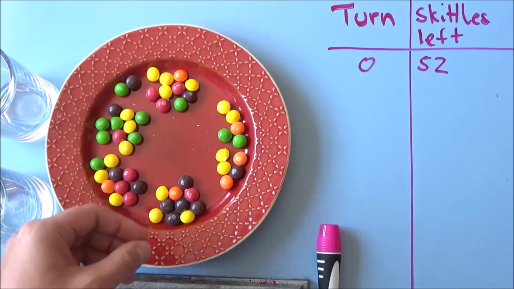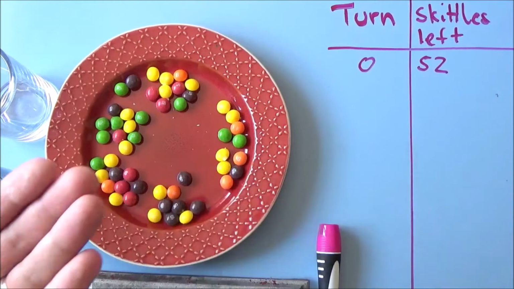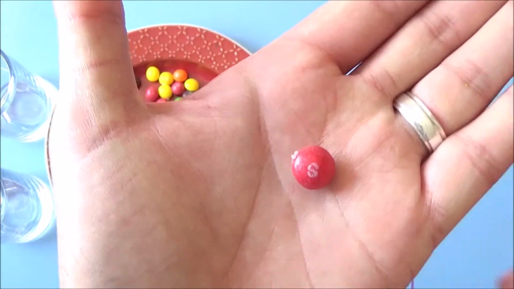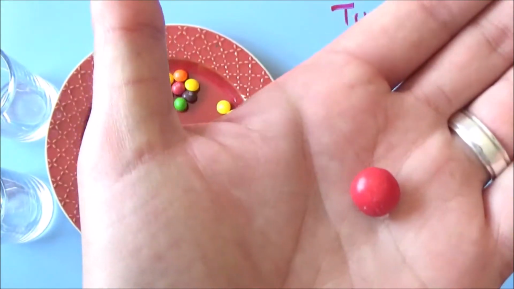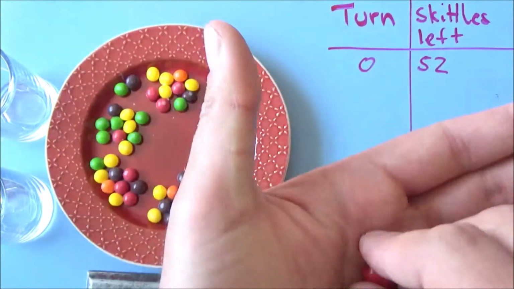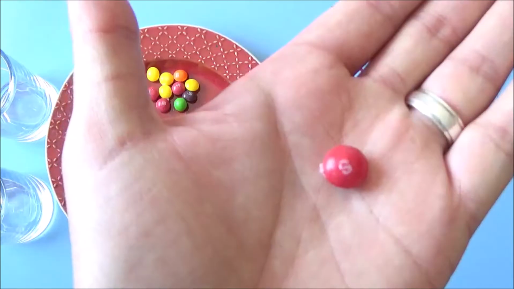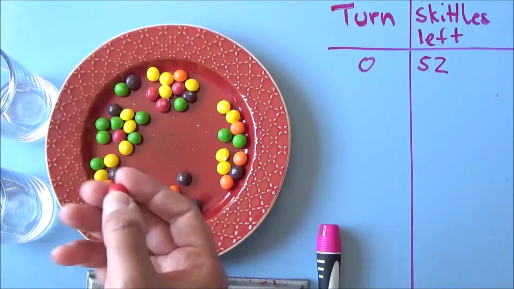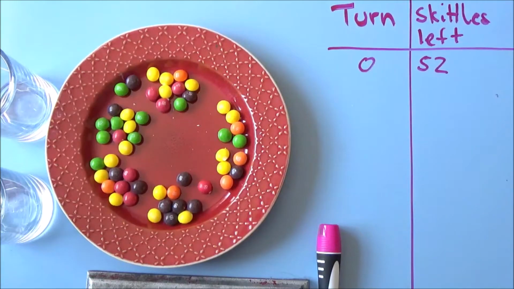Now how are we going to do that? Well, if I show you one Skittle, you'll see that one side of the Skittle has an S printed on it. The other side does not. So if I were to drop that Skittle, it would have a 1 in 2 chance, or a 50% chance, of landing S side up.